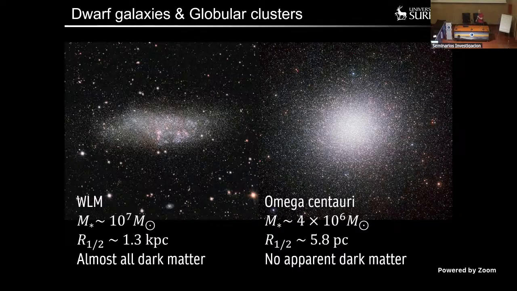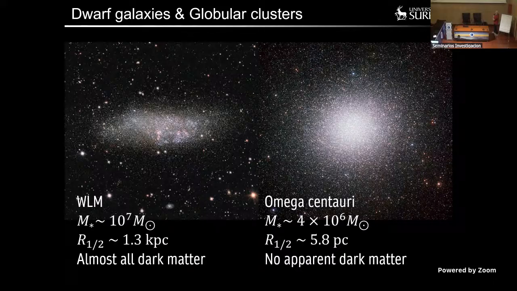And we can compare and contrast that with this globular cluster on the right here, one of the most massive Milky Way globular clusters, Omega Centauri. That has a stellar mass of about 4 times 10^6, so it's just under half of WLM, but its size is substantially smaller, just 5.8 parsecs across. And there's no evidence so far that this object contains dark matter, but of course it's very difficult to detect dark matter in an object that has such a high stellar density.